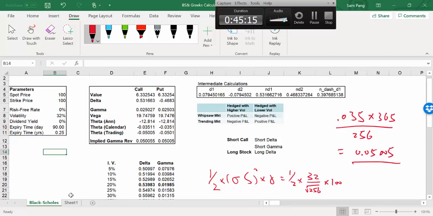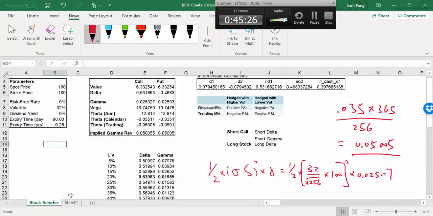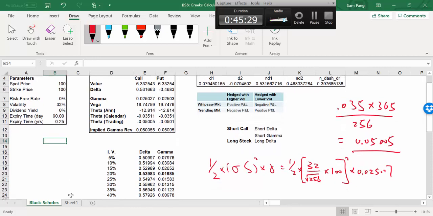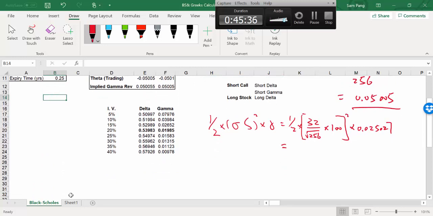Times 100 squared multiplied by gamma, 0.025027. Now, I'm not really doing anything which is rocket science, but when you do this, you get exactly the answer. So 32% divided by 16 is 2% or 0.02.